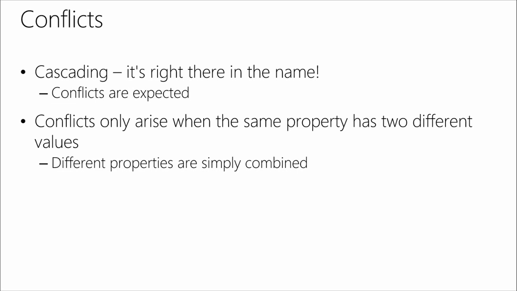All right. So, cascading, like we said, it's right there in the name. Conflicts are expected, but conflicts only arise if something says do one thing and something else says do something else on that exact same property. So if one thing said do red and another thing said do blue, that's a conflict. In our case, that wasn't a conflict because we said we wanted the font to be something and we wanted the color to be something. No conflict there, so those are simply combined.